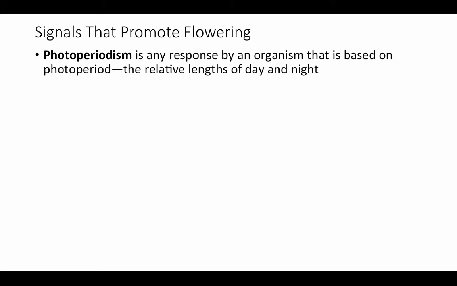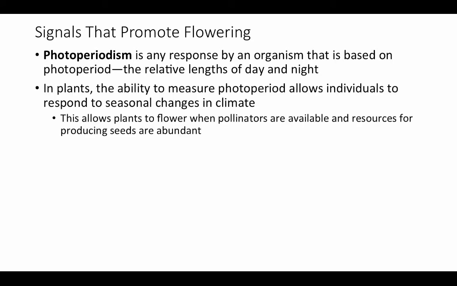So let's think about this idea of photoperiodism. Photoperiodism is any response by an organism that's based on photoperiod, the relative lengths of day and night. This is going to give the plants clues as to what season of the year it is, what kind of temperatures to expect, and when it is an appropriate time to produce flowers. So in plants, the ability to measure photoperiod allows individuals to respond to seasonal changes in climate. So this allows plants to flower when pollinators are available and resources for producing seeds are abundant.